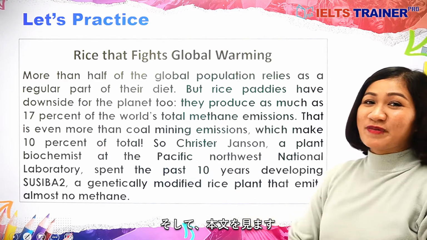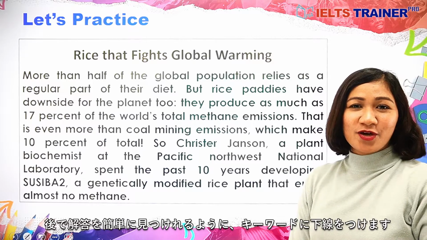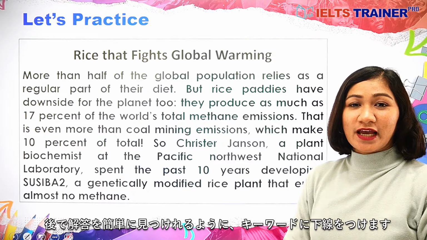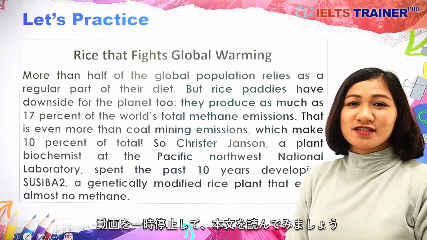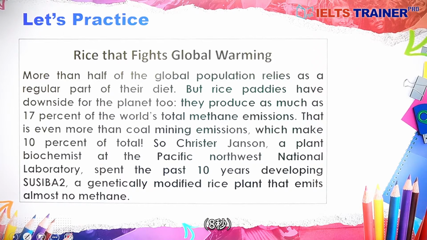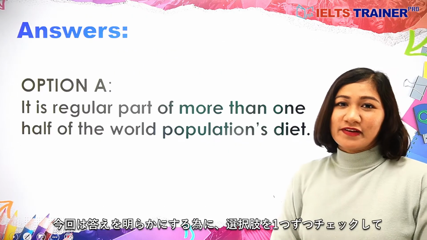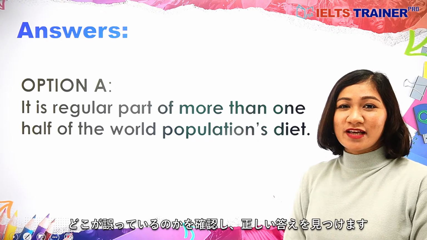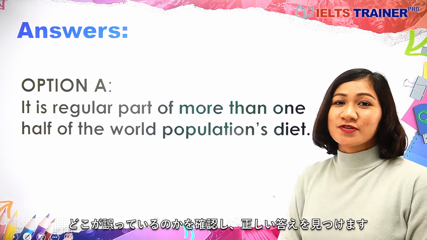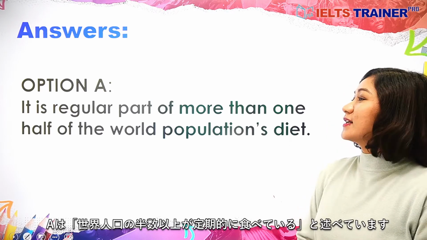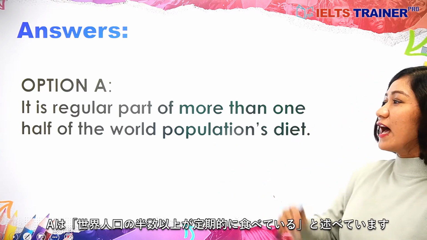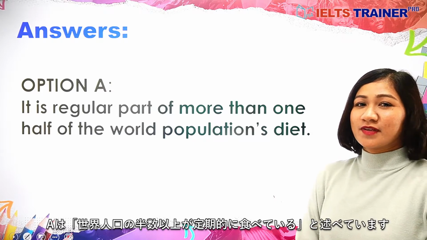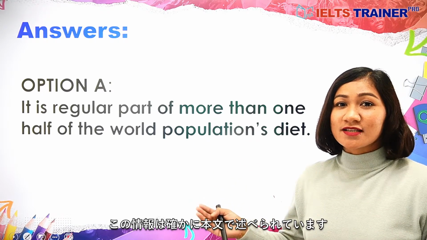Now you will see the passage. Make sure to underline the keywords in order for you to have an easier time locating your answers later on. You can pause this video to have some time to read it. To reveal the answers, let us consider all the options, read each carefully, and eliminate some distractors, and finally choose the correct answer. Option A says, it is a regular part of more than 1/2 of the world's population's diet. This information is stated in the text indeed.